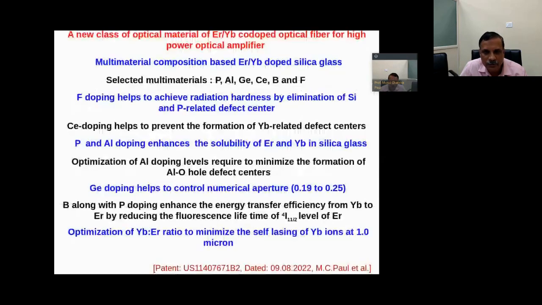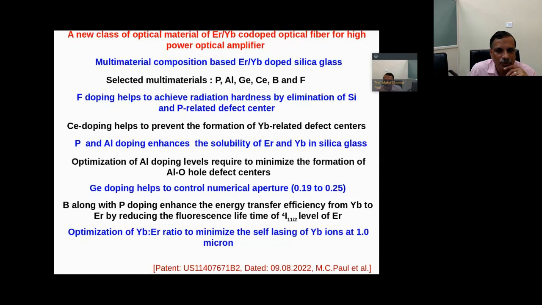Now come to the second point. This is another new kind of fiber we have developed. This is erbium ytterbium doped fiber for a high power optical amplifier. In this case, we have used phosphorus, aluminum, germanium, cerium, boron, and fluorine. Each of these elements has a role from the viewpoint of enhancing the radiation hardness of the fiber, for use of this fiber in satellite communication systems.